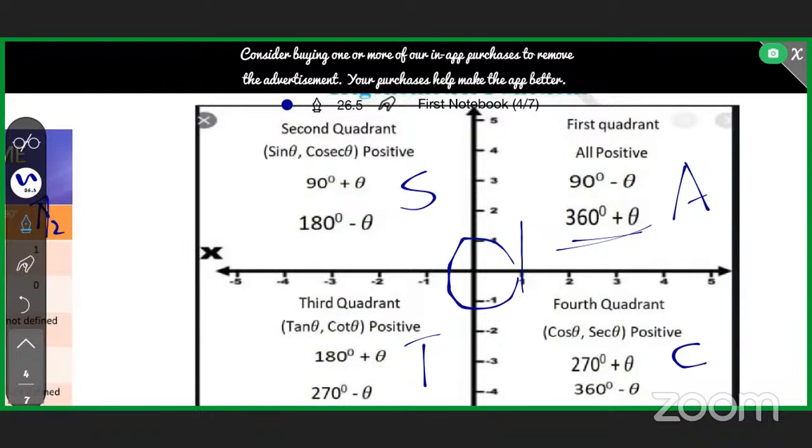All silver tea cups. First quadrant, all the trigonometric functions are positive. Whereas in the second quadrant, only sine and cosecant will be positive. In the third quadrant, only tan will be positive, that is tan and cot. Whereas in the fourth quadrant, cos and secant will be positive.